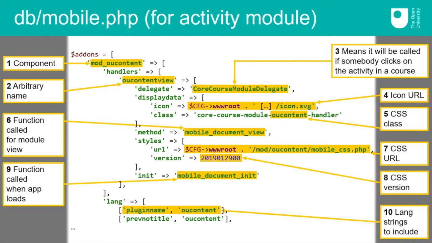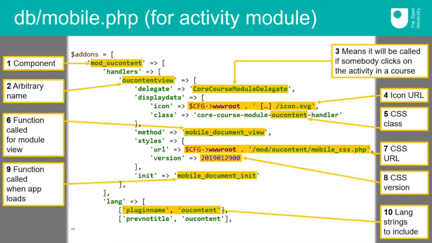And there's display data, which for a course module is the icon, and you just pass the full URL of an icon for your activity. It doesn't use the Moodle theme. And a class name, which is just a CSS class that will stick on the app in case you need to style it. Then there's a method, and this is the name of the function, which can be anything. I've called mine mobile document view, and that gets called when the user is viewing your activity.